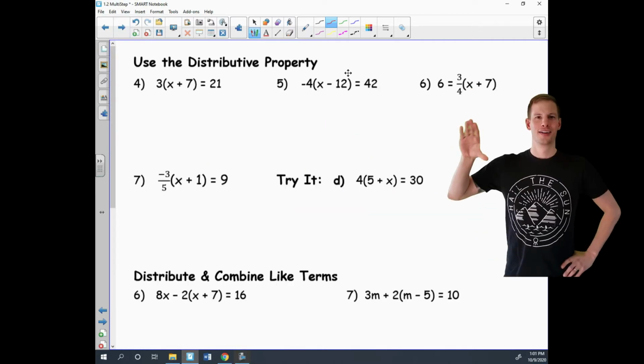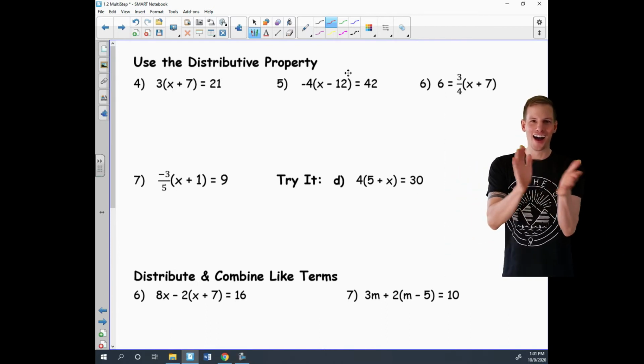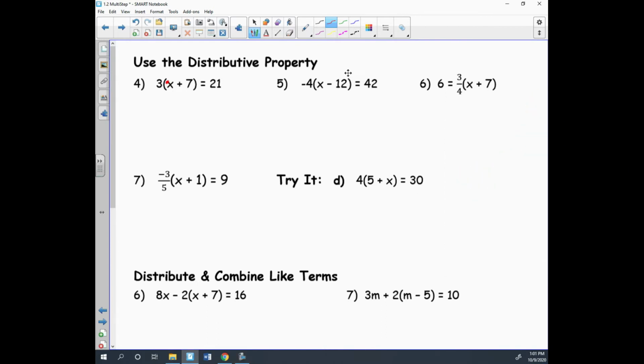Okay, now if you remember distributive property, not too difficult, right? It's just 3 times this x and 3 times that 7. Okay, well that's going to give me 3x plus 21, right? And in this case, I have equals 21. And so we always want to do that at the very, very first step that we can.